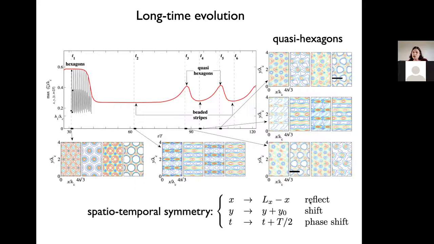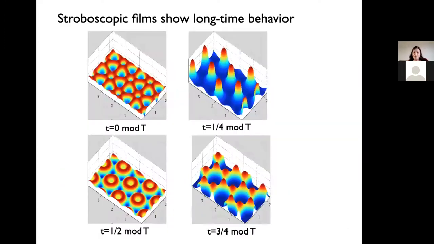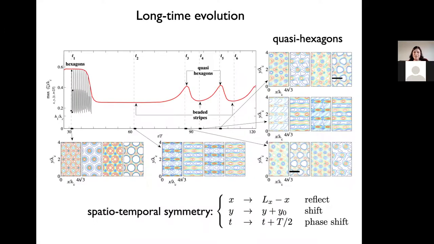So we have this shift and reflect that we mentioned before with a temporal phase shift. So that's a reflection in X, a shift in Y, because this is lower than this, and then a temporal shift like this. So that's how these beaded stripes and these beaded stripes are related. You can see this is quite complicated. And then there's another, excuse me, these quasi-hexagons and these quasi-hexagons are related. And then there's another kind of beaded stripes that's related to these beaded stripes the same way that these are related to these. Yeah, so that's all pretty amazing, very complicated. Are there questions right now?